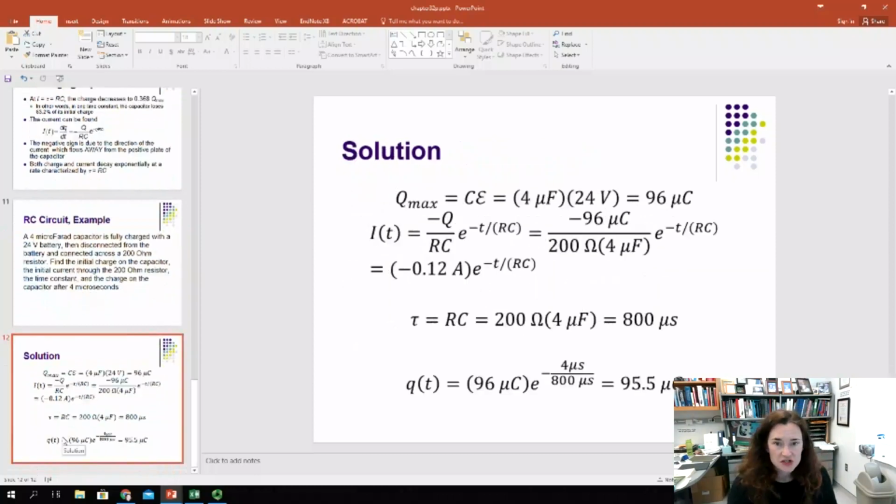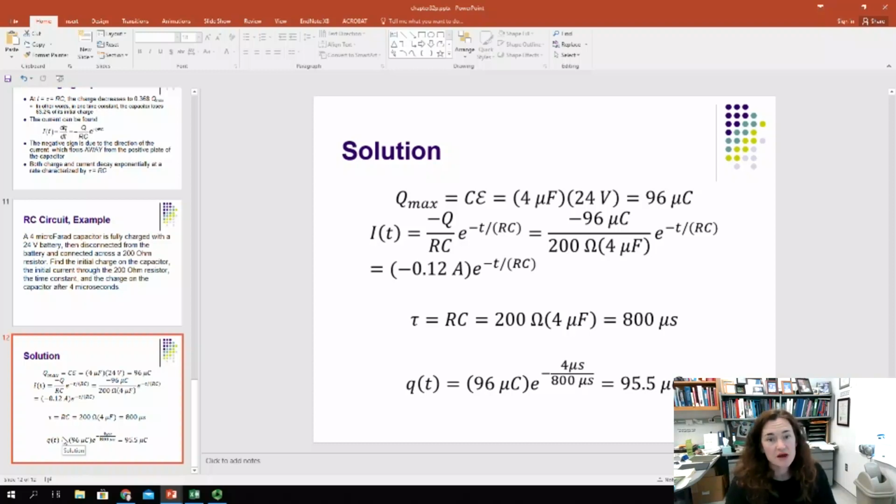So the max charge on the capacitor plate would be equal to C times the EMF of the battery that it was hooked up to. So that would be 4 microfarads times 24 volts, which would give me 96 microcoulombs for the initial capacitor charge.